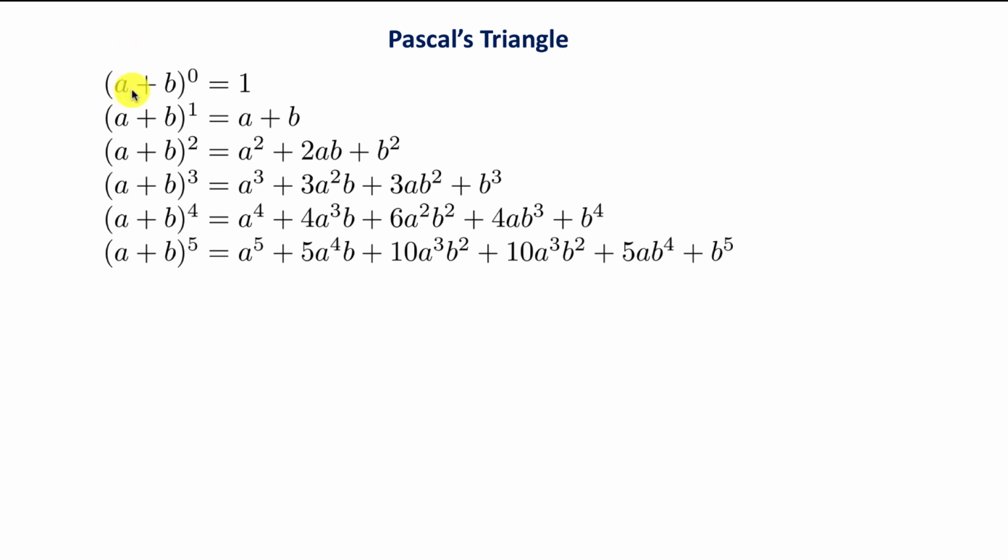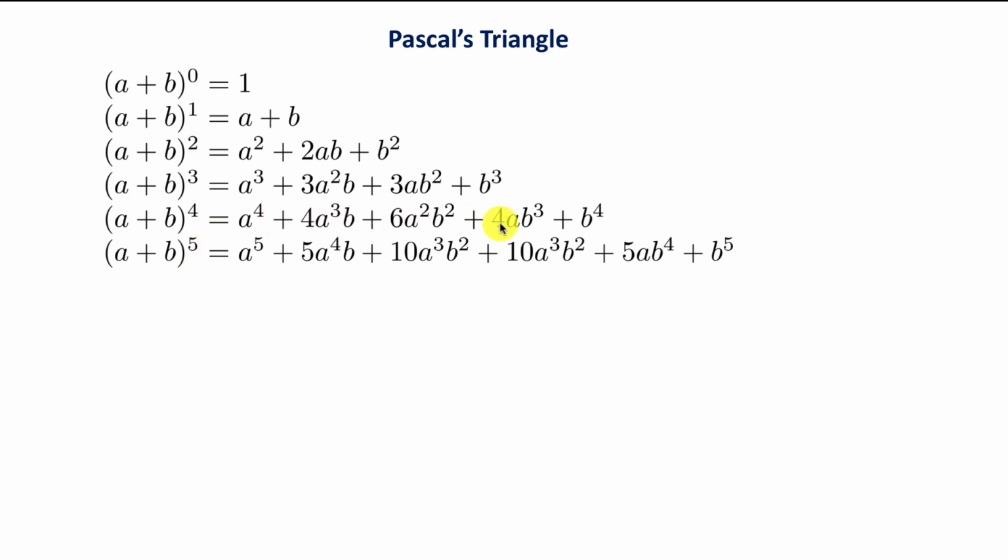So let's start with a plus b, raise it to the power 0. Well, that's just equal to 1. a plus b to the power 1 is simply a plus b. Now, if you multiply a plus b with a plus b, you get (a plus b) squared, which is a squared plus 2ab plus b squared. Now, you multiply this with a plus b, and you'll get a cubed plus 3a squared b plus 3ab squared plus b cubed. And if you keep doing this for 4 and 5, here's what you will get.